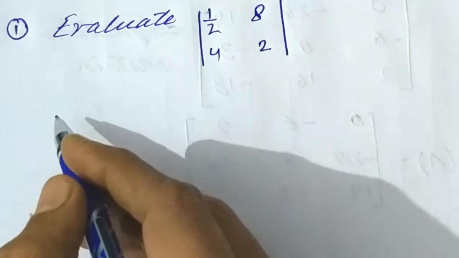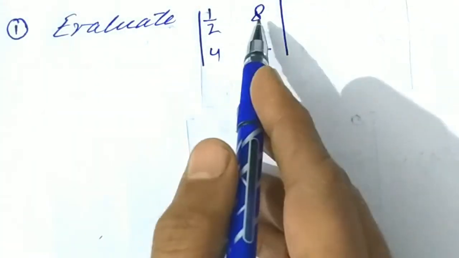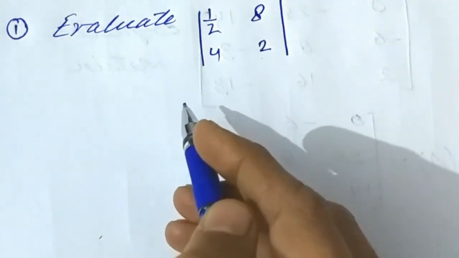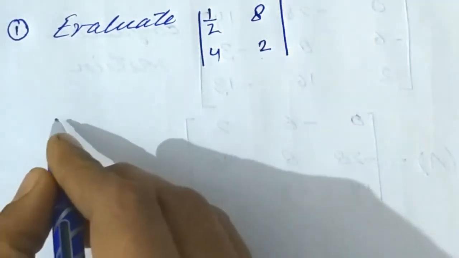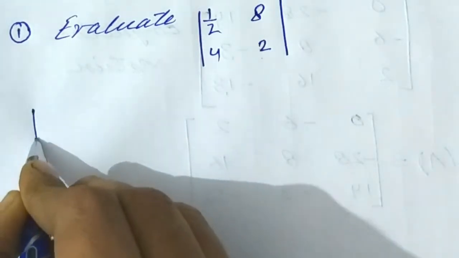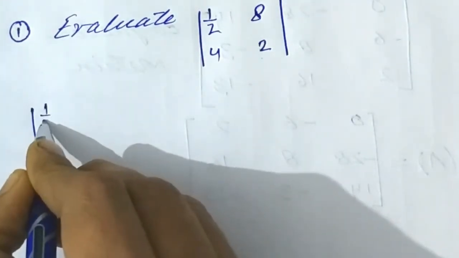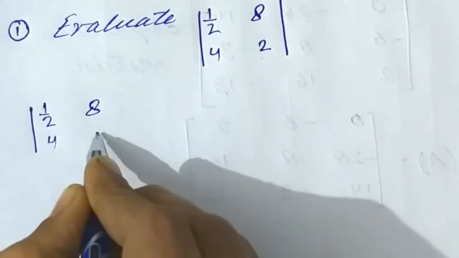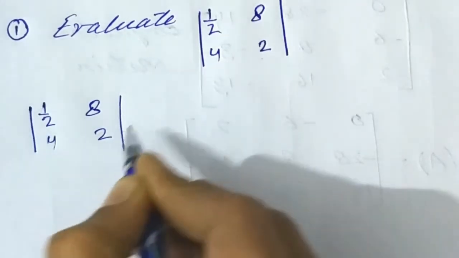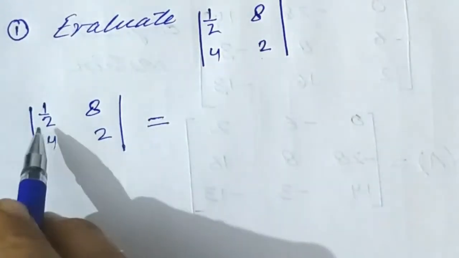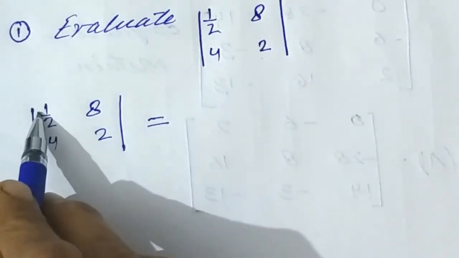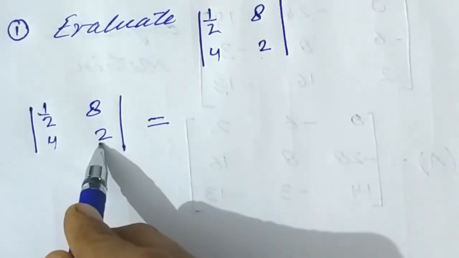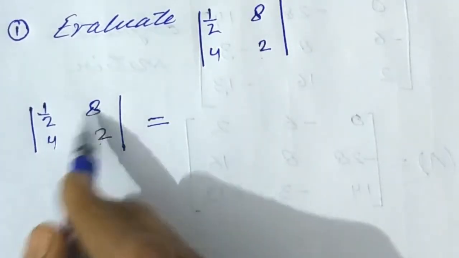So the first sum is to evaluate the determinant |1/2 8; 4 2|. Here we have taken a 2 by 2 determinant. So how do we evaluate a 2 by 2 determinant? The operation is very simple. We multiply this into this, and this minus this and this.